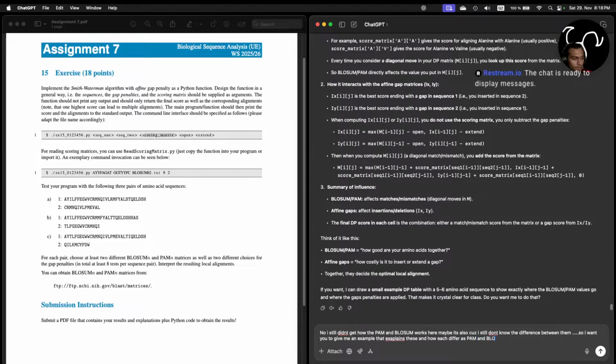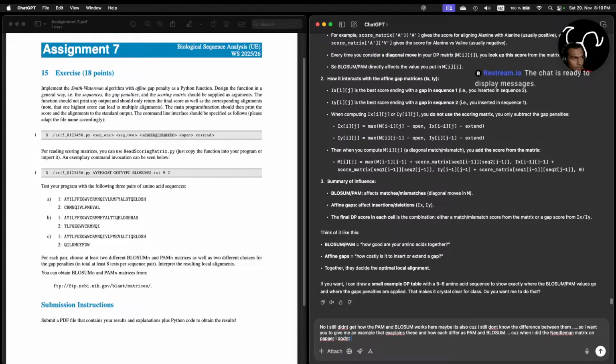PAM and BLOSUM, because when I did the Needleman-Wunsch matrix on paper, I don't think I used PAM or BLOSUM in any form. All I remember are the gap penalty and the gap extension.